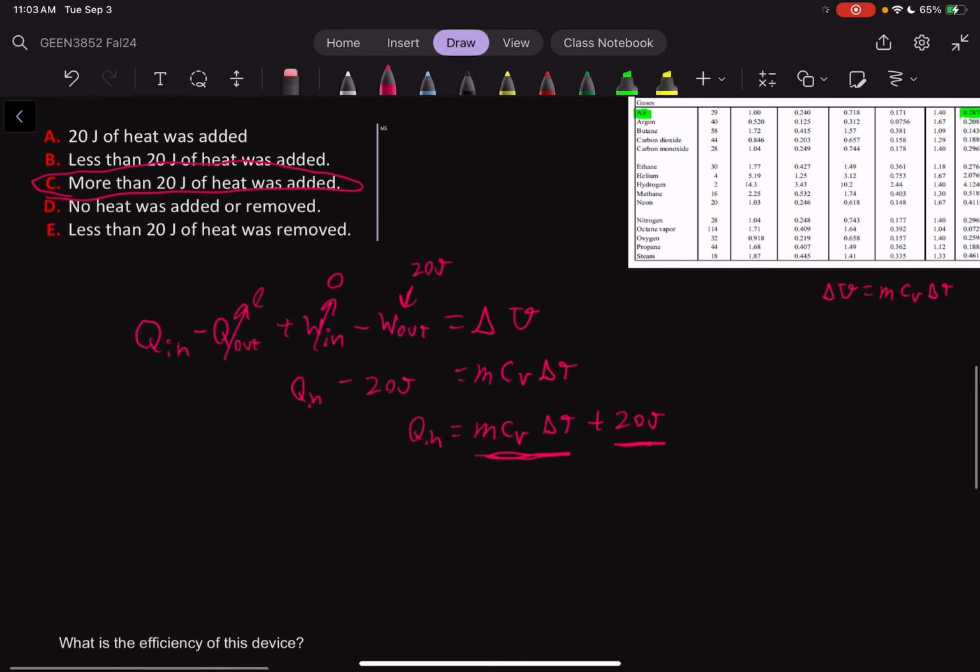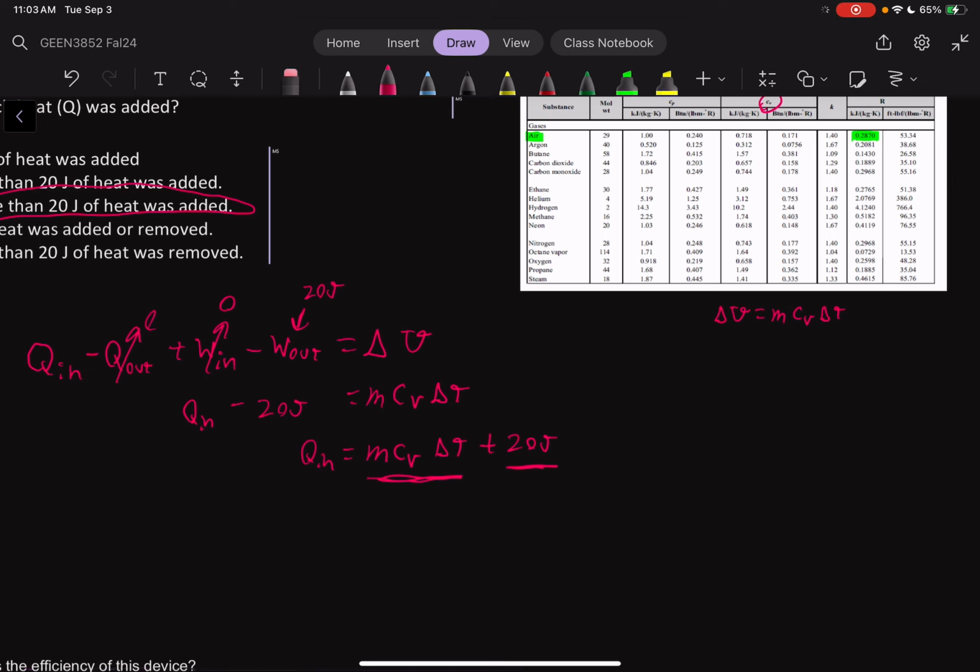If I wanted to calculate exactly how much, I could use this value for the specific heat at constant volume, 0.718. I've calculated the mass, and I know my change in temperature is 600 degrees Kelvin. And so I can actually calculate this out. This value ends up being 50 joules of heat goes to internal energy plus 20 joules of heat goes to my work out. So my Q in is going to be 70 joules.